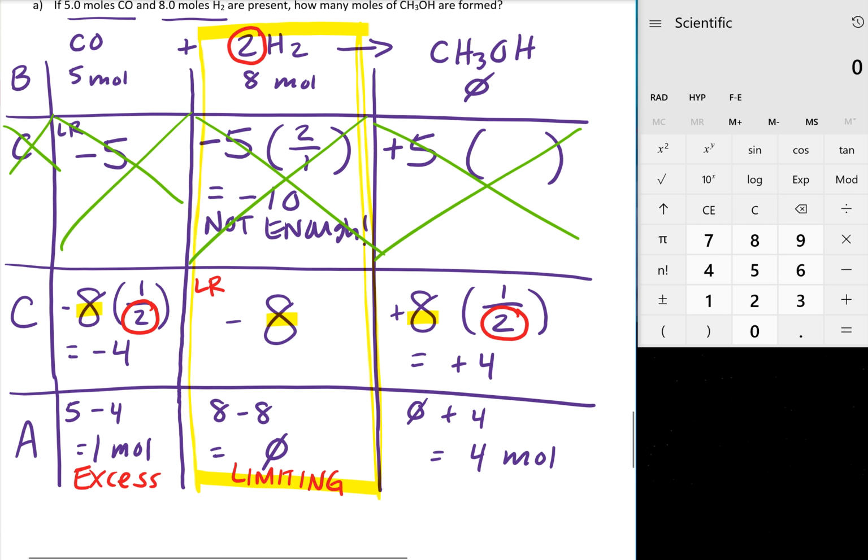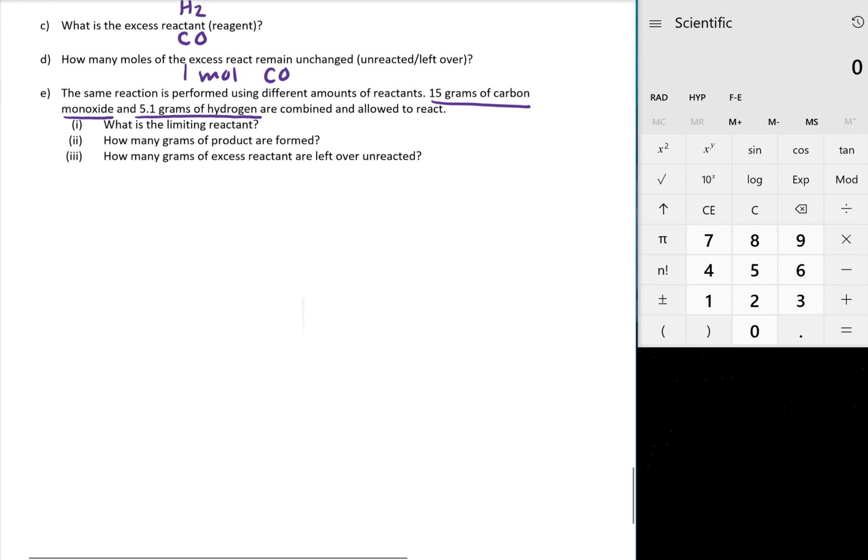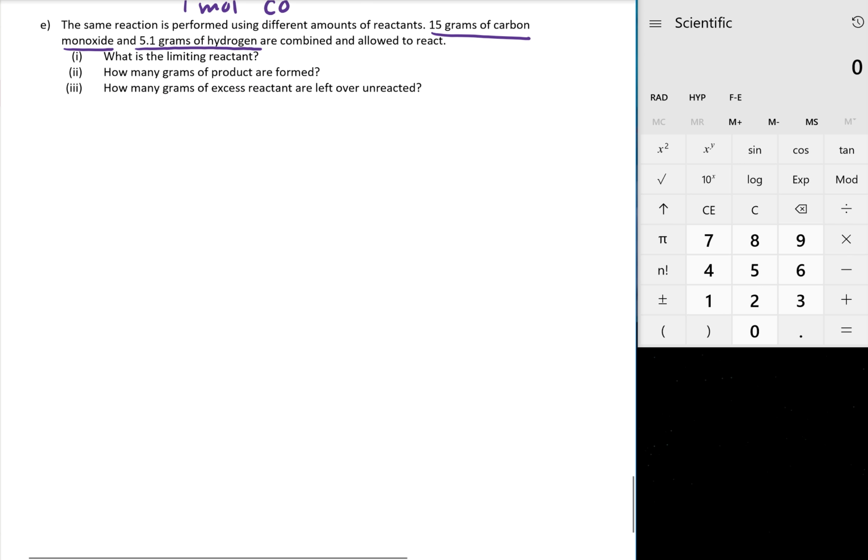Okay, we're going to put down our BCA table, but you'll notice in a BCA table, because we're using coefficients as a mole ratio, we are only allowed to put in mole values. Our question doesn't give us mole values of the carbon monoxide or the hydrogen. So your first step is to convert those given grams into moles, so that before I do BCA, I have moles of our givens.